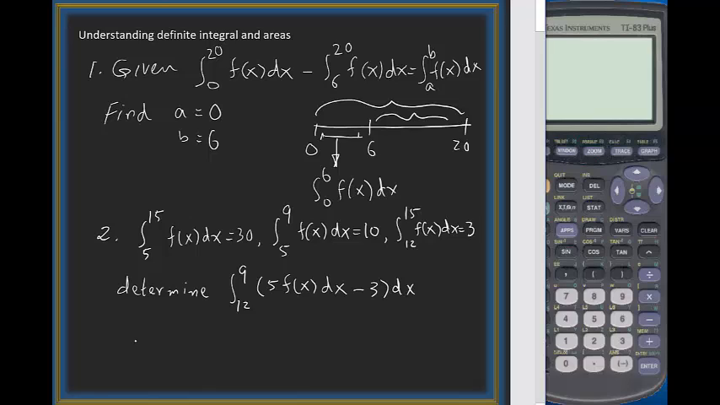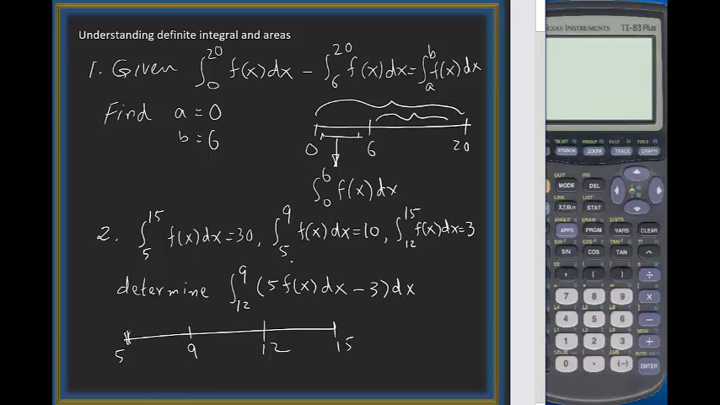Now I'm going to the second one. Second one, you can do the same way. So you put the limits. First is going 5 to 15. And then next I have 5 to 9. And then I have 12 to 15. That's all we have. Now we see what happens.